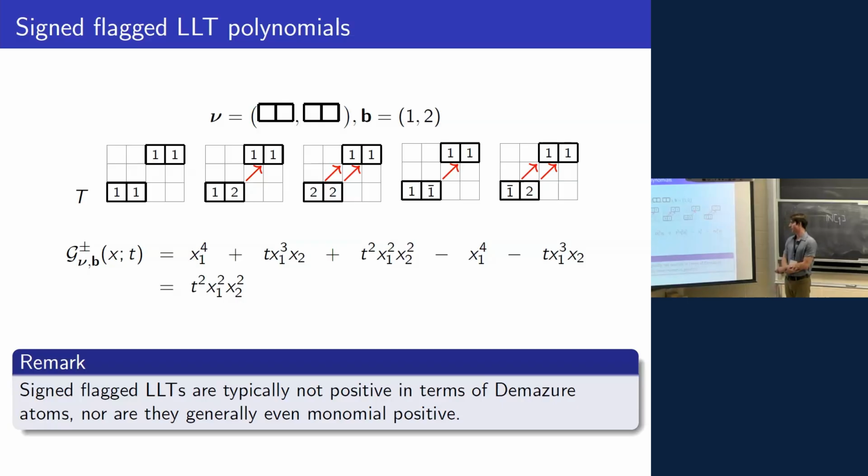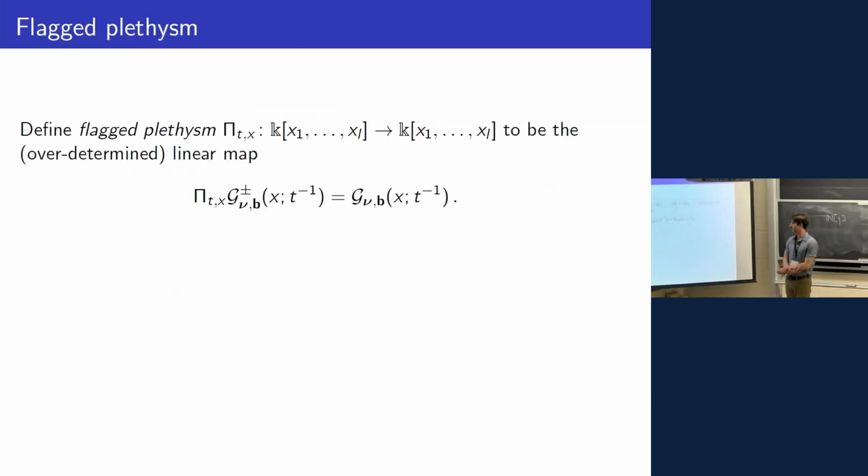Okay. So why did I bring these up at all? Why would you care? Well, this gets to the heart of why we even started caring about the flag LLTs in the first place. We wanted to define a special map, for reasons we'll get into in a second, that took these signed flag LLTs and mapped them to flagged LLTs. Now, remember, there are too many LLTs to form a basis. You have many of them.